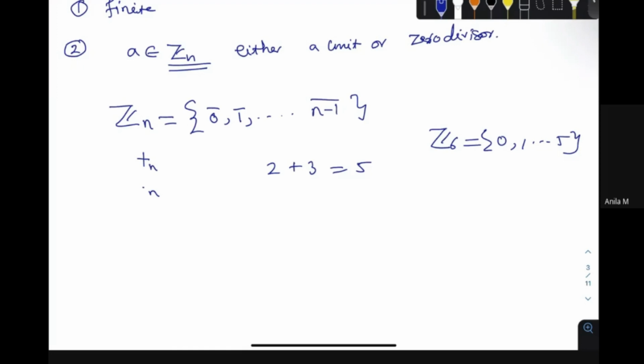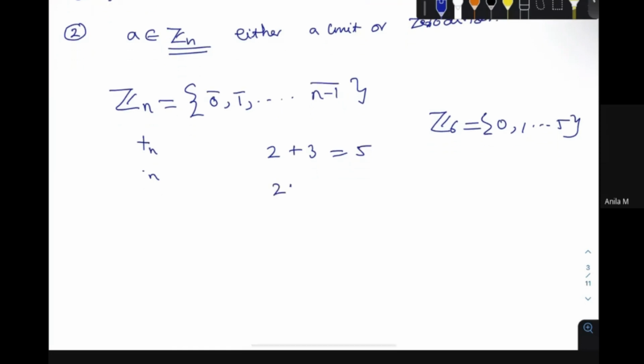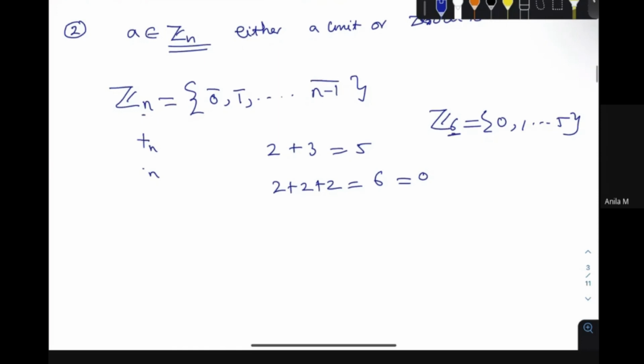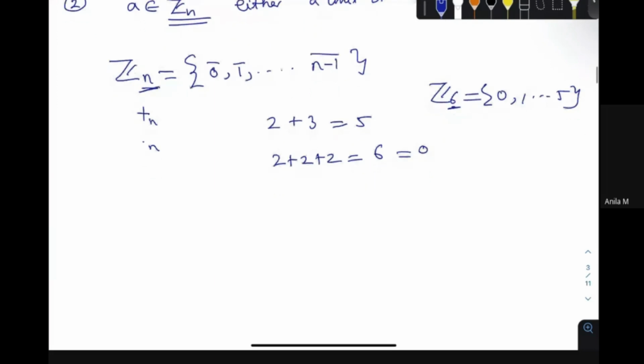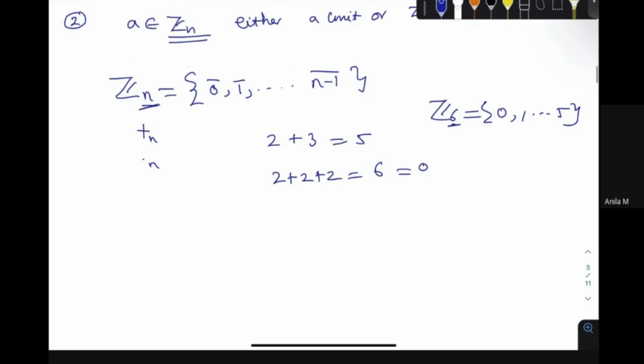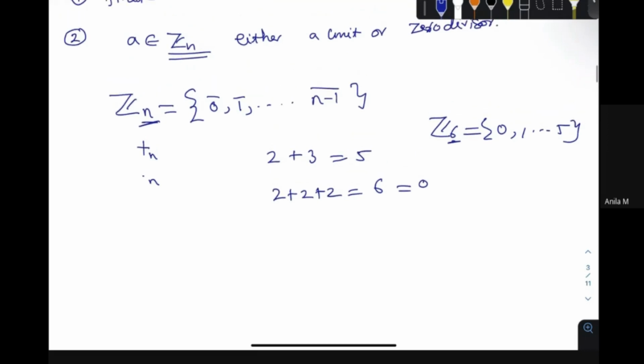I put the bar for a traditional reason. It's not necessary if you understand. Suppose I add 2 plus 2 plus 2, it's 6, which is actually 0 for me. That's how modulo works. You add them, and you always take the remainder after dividing by 6, in general n. Okay, this is just a kickstarter, I wanted to just recall the fact. I wanted to prove that it's either a zero divisor or a unit.